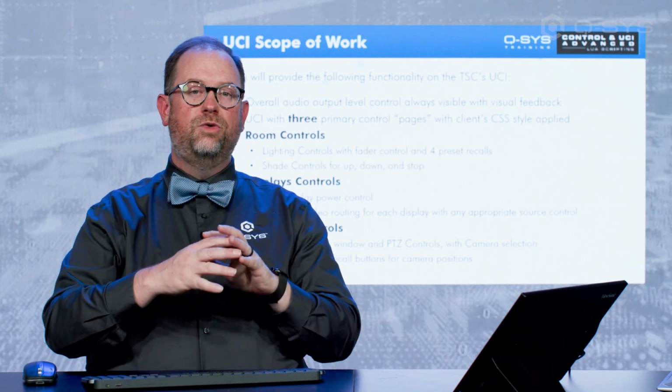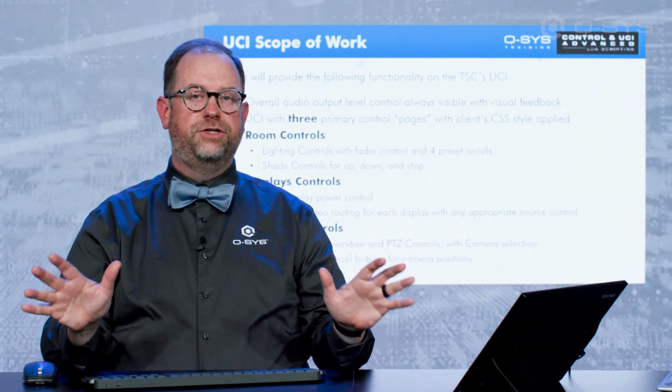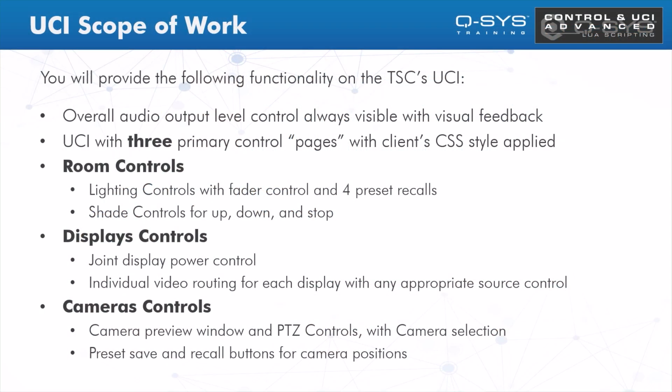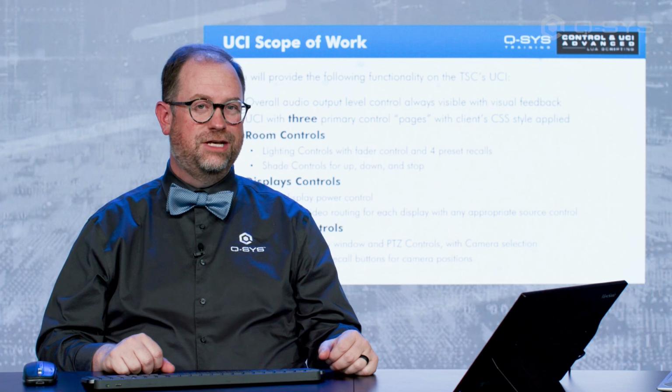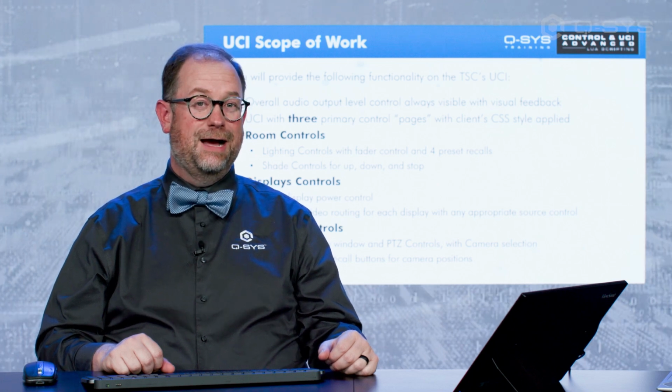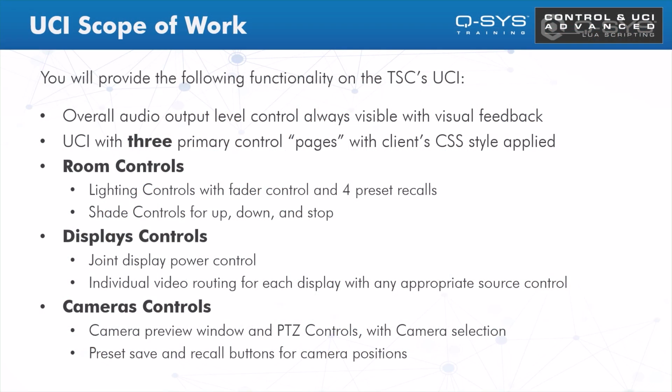So what do we want on our UCI? We always want to be able to adjust the audio levels. You should always want to be able to hit a mute button. Okay, so we want overall audio output level control always visible with visual feedback. It's actually a piece of cake.